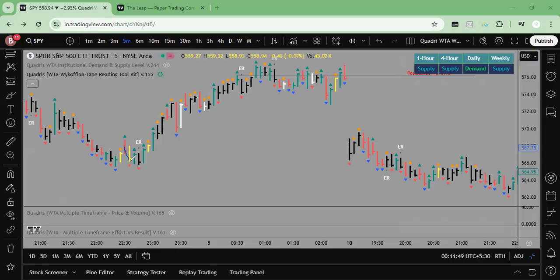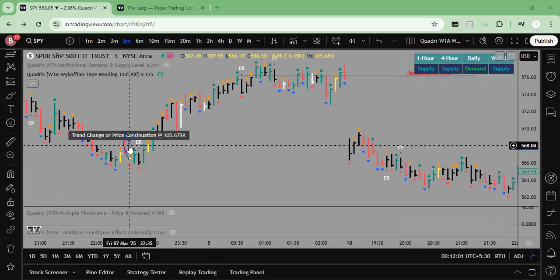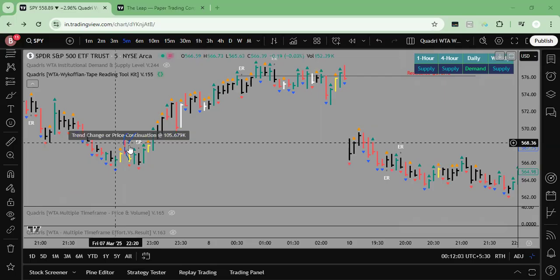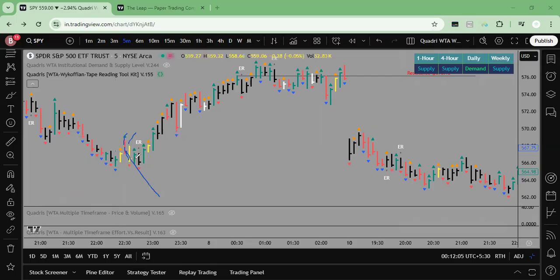In this particular context, in the context of its two bars, price is going downwards. So what does trend change or price continuation mean? Either the price will start falling downwards, or trend change means this particular 10 minute downtrend is about to change and it will go in the opposite direction. So out of two, one thing will happen.